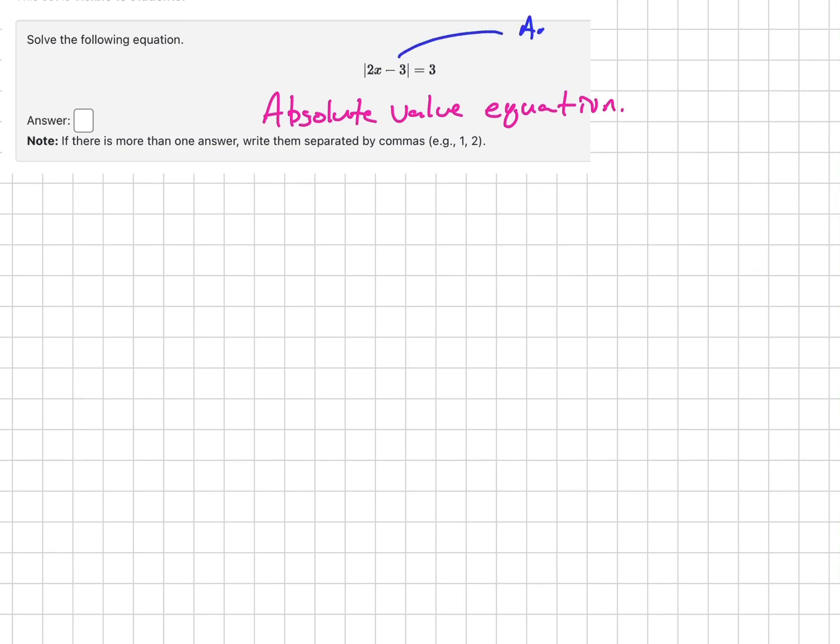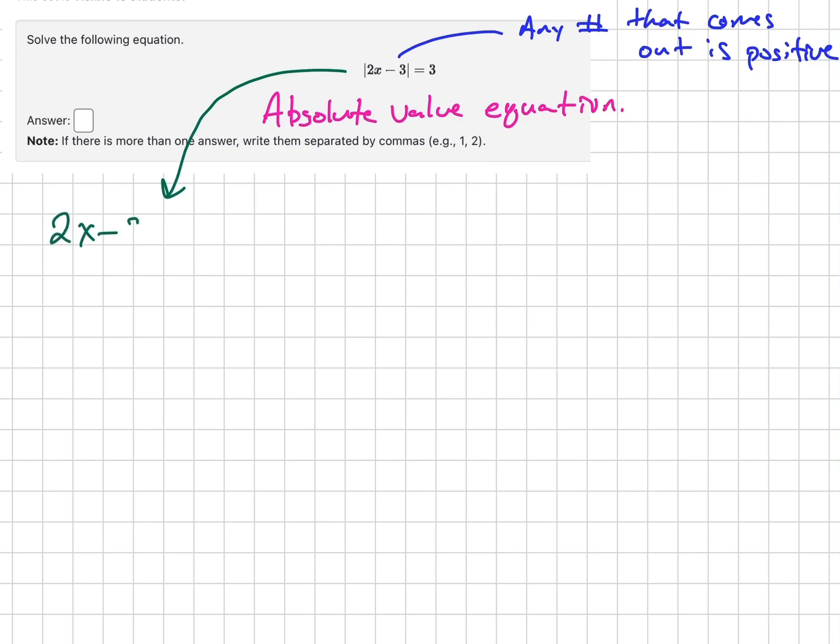This just means any number that comes out of here is positive. Any number that comes out is positive. So that's what's going to give us two responses, right? This leads us to two answers that this can essentially be 2x minus 3, the stuff inside the absolute value, could be equal to the positive 3 value.